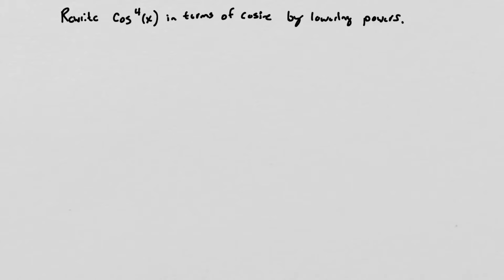In this video, we'll be looking at different solutions to problems from section 7.3. And in this first problem, we want to go ahead and rewrite cosine to the 4th power of x in terms of cosine by lowering powers. So initially, we want to write our reduction of powers formula down. And recall that this is given by cosine squared x is equal to 1/2 plus 1/2 of cosine of 2x.